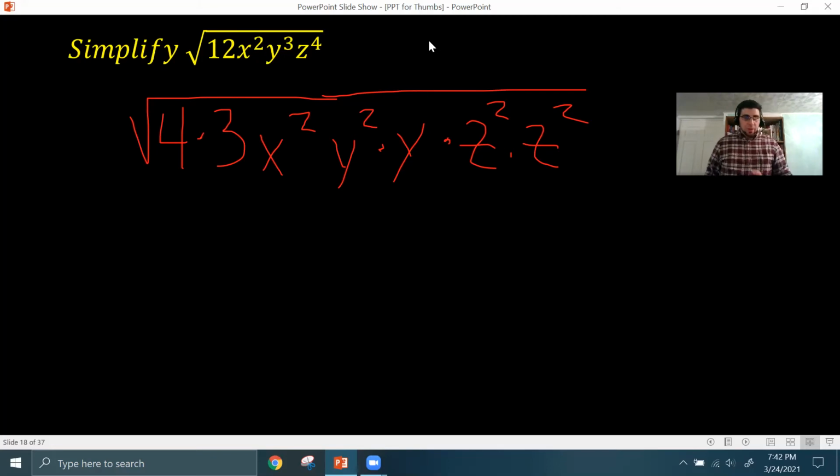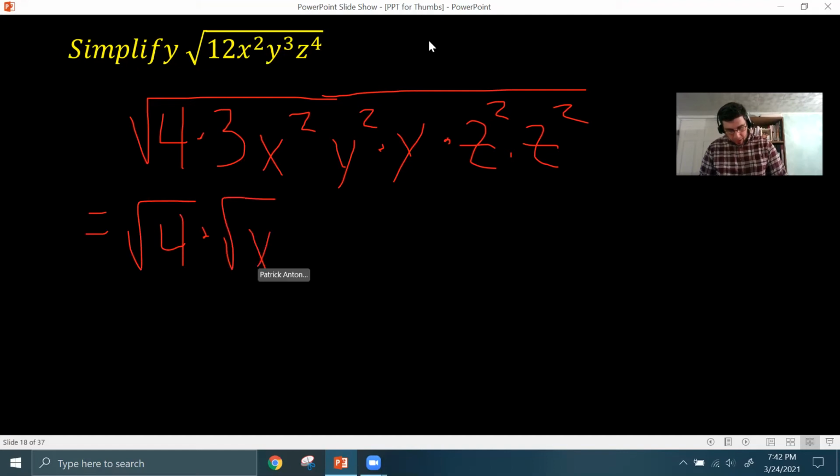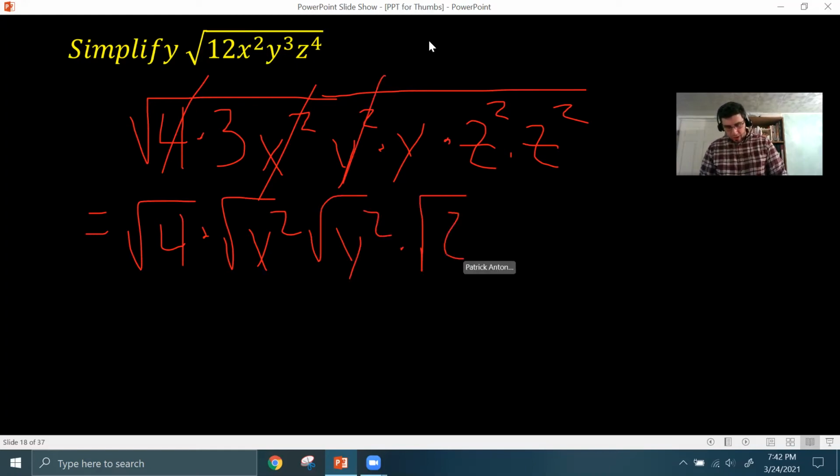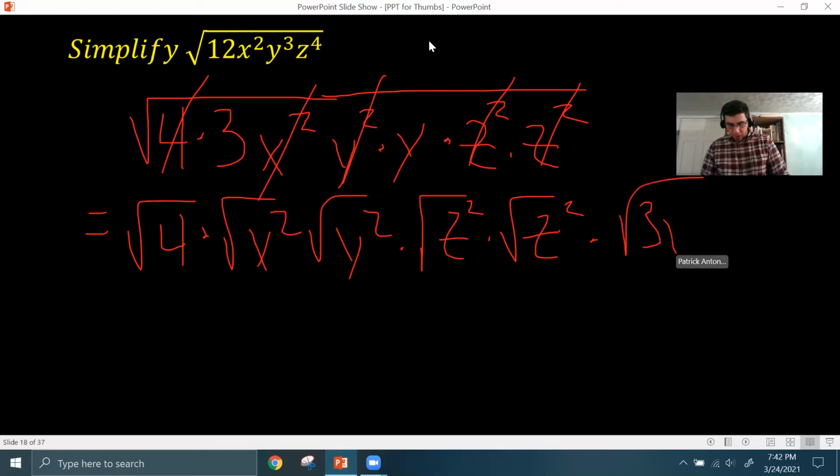Okay, and then you have a bunch of multiplication problems here together. So what we want to do with this is rearrange it and multiply as separate square roots. So for example, you would write that as square root of 4 times square root of x squared. Okay, we took care of that one and that one. Square root of y squared. I'm doing all the perfect squares first. Square root of z squared times square root of z squared times, and what's left? The square root of 3y. I'm going to leave that as 3y because there's no perfect square factors in there, so I'm going to leave that together. Now you just take the square root.